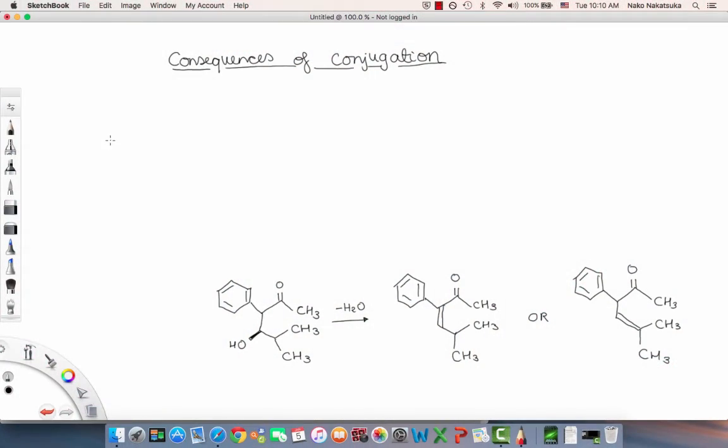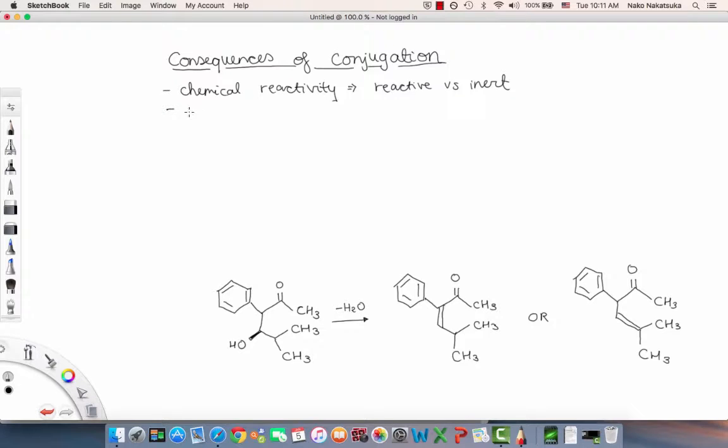So I'm going to finish up this chapter about conjugation by talking about the consequences of conjugation. Conjugation influences widespread chemical reactivity, so this in turn tells us whether a molecule is reactive or inert. And this is based on stability, right? So this is not a surprise.